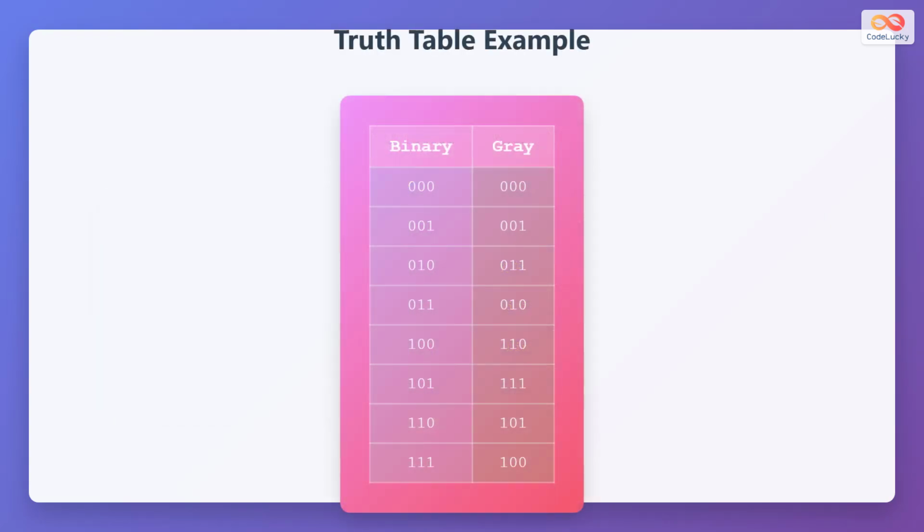This is a truth table example. Here is a truth table that maps binary code to gray code. The table displays all possible 3-bit combinations, from 000 to 111, along with their corresponding gray code equivalents. For instance, binary 000 is gray 000. Binary 001 is gray 001. Binary 010 is gray 011, and so on. This table is useful for quickly referencing the converted values between the two codes.